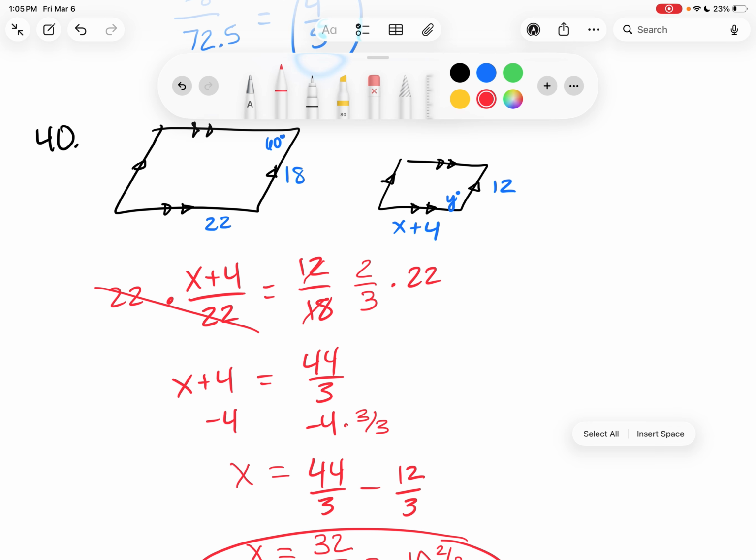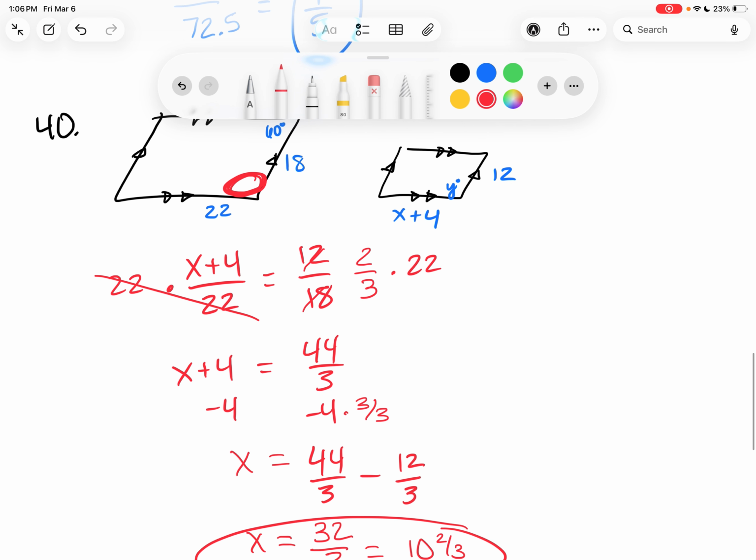So I need to find this angle here in order for me to help find this one. How would I find this angle? You have to reduce the 60 down to what the other angle would be, right? 180 minus 60. So that would be 120 degrees. So this angle here is 120 degrees.